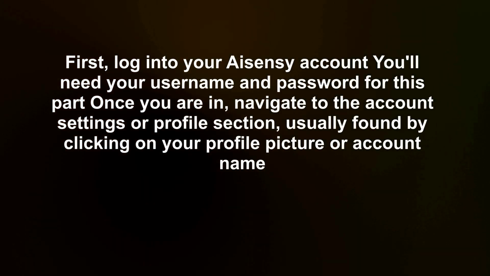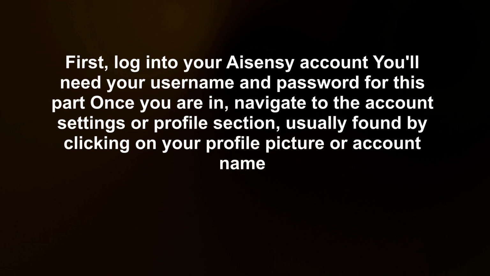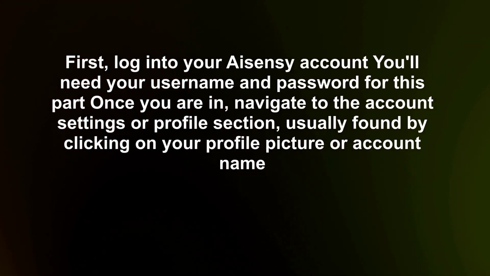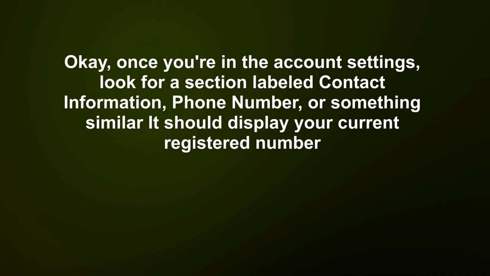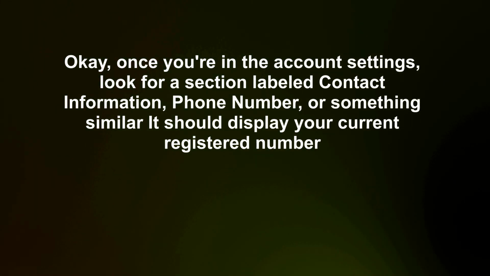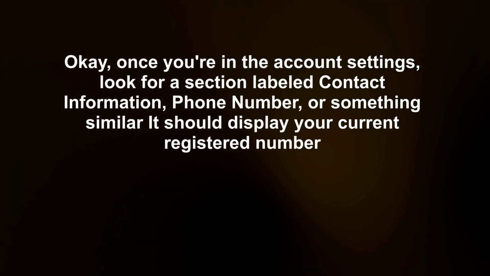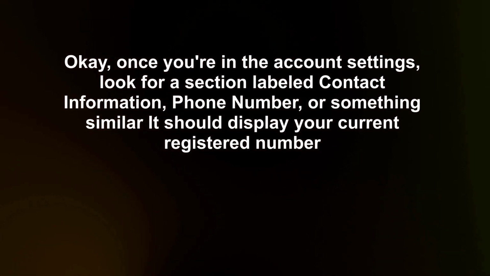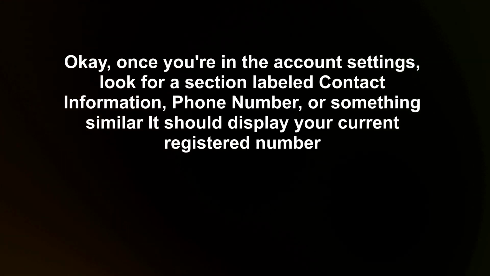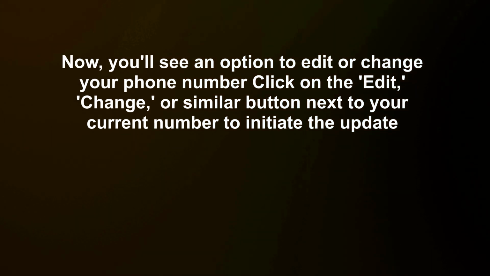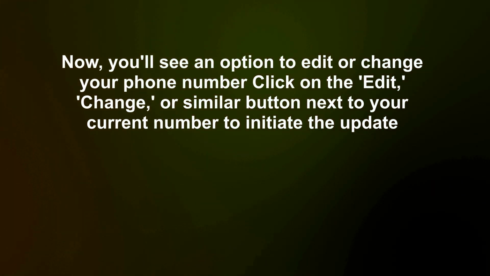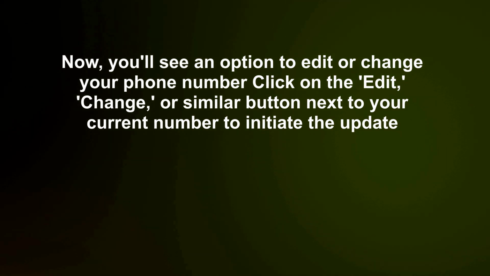Once you are in, navigate to the account settings or profile section, usually found by clicking on your profile picture or account name. Once you're in the account settings, look for a section labeled Contact Information, Phone Number, or something similar. It should display your current registered number. Now, you'll see an option to edit or change your phone number. Click on the Edit, Change, or similar button next to your current number to initiate the update.